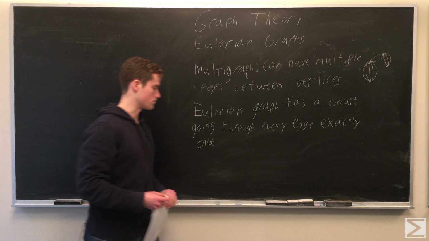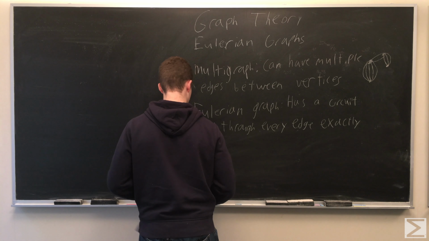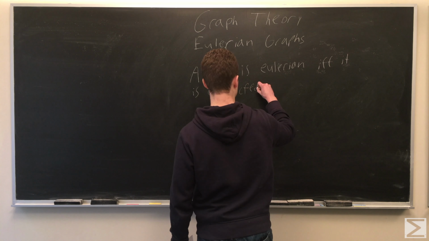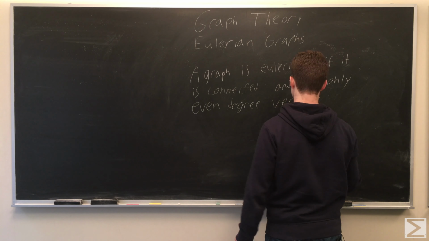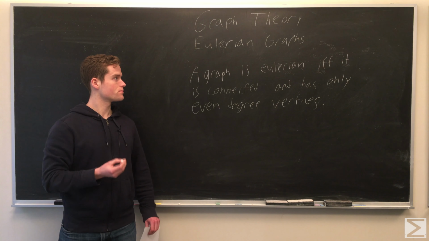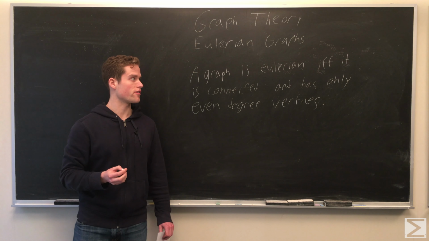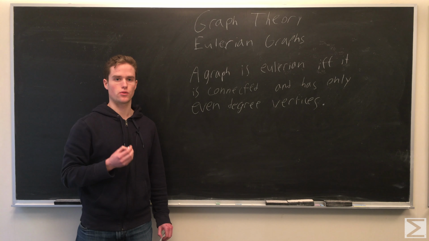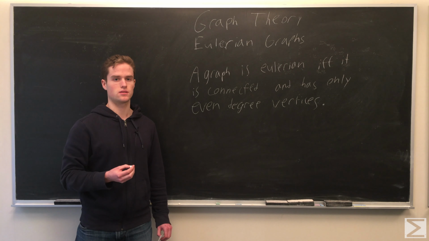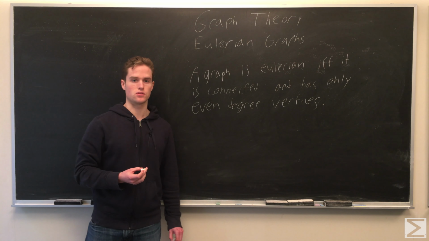So, a theorem we can prove. A theorem that gives a necessary and sufficient condition for a graph to be Eulerian is this one: it's Eulerian if and only if it's connected and has only even degree vertices. So we can prove this. First, assume the graph is Eulerian.